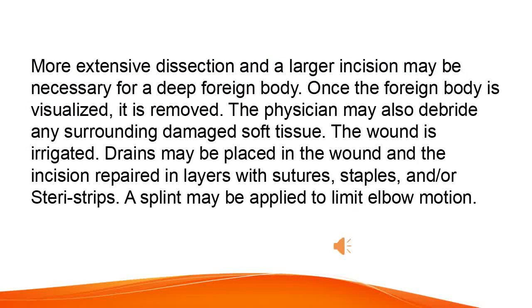More extensive dissection in a larger incision may be necessary for a deep foreign body. Once the foreign body is visualized, it is removed. The physician may also debride any surrounding damaged soft tissue. The wound is irrigated. Drains may be placed in the wound and the incision repaired in layers with sutures, staples, and/or Steri-Strips. A splint may be applied to limit elbow motion.